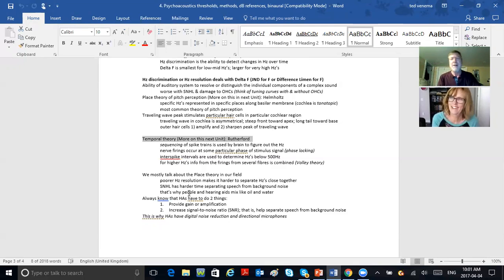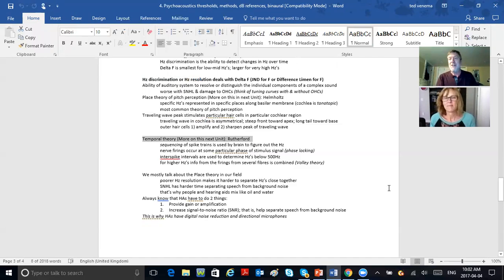Oh, right. Thank you for laughing, because it's called the temporal theory of how we perceive pitch. Okay? Helmholtz has the place theory of how we perceive pitch. Rutherford had the temporal theory of how we perceive pitch.